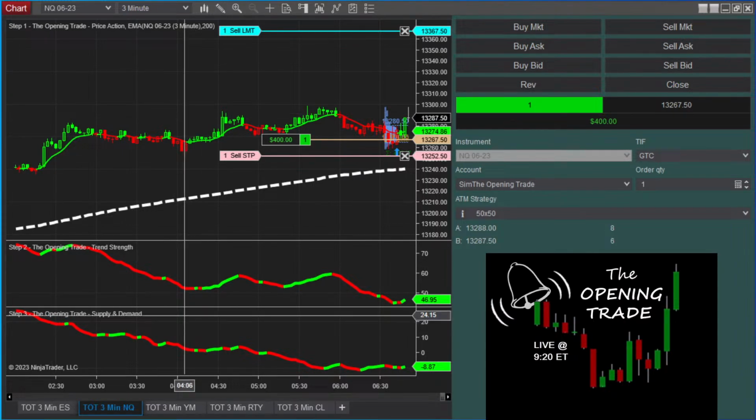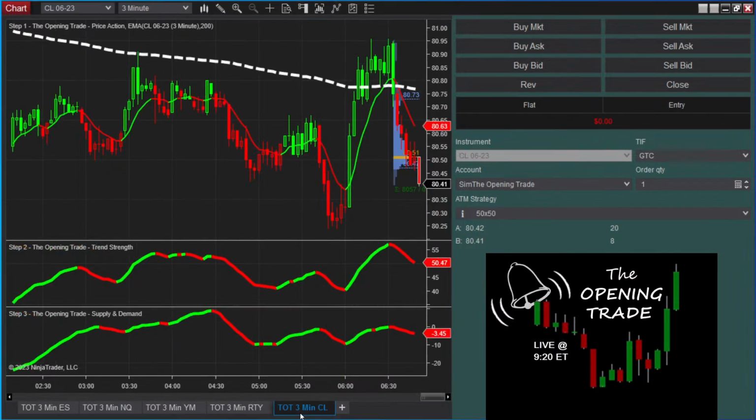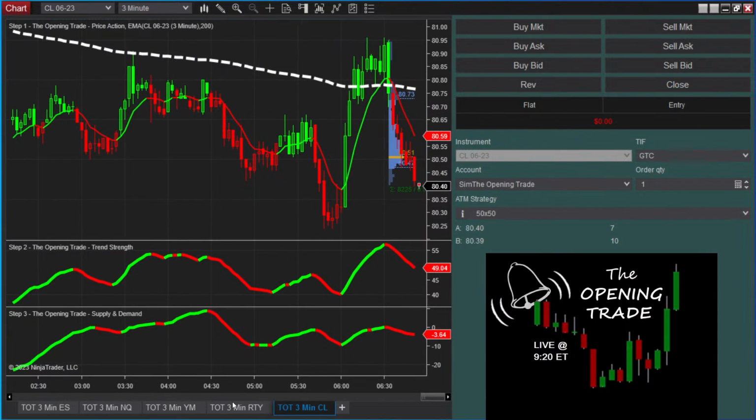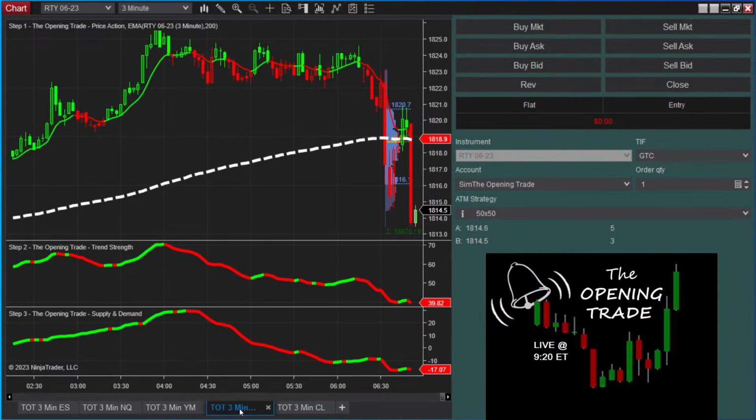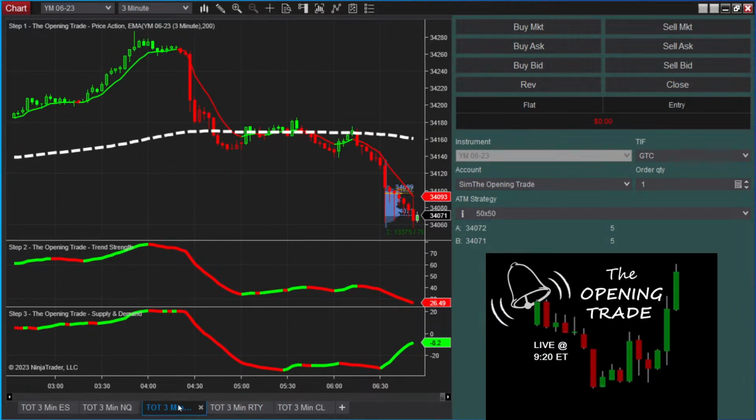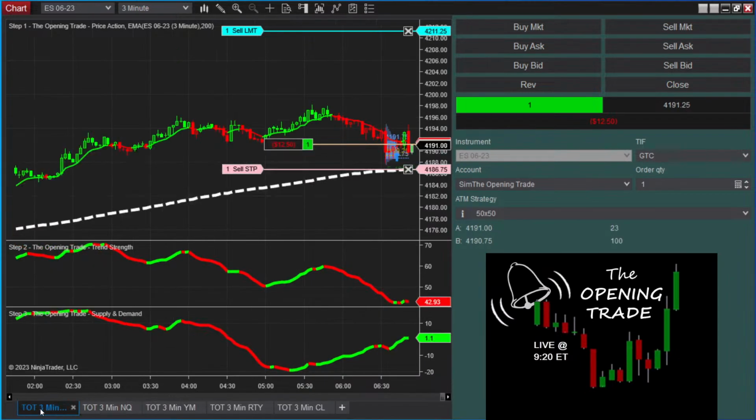Let's take a look at what's happening in the other charts. All right, so crude oil is below the 200 period AMA. When we're below, we want green, and it's not green. This is the Russell 2000 futures. Here is the Dow Jones, NASDAQ, and the S&P.